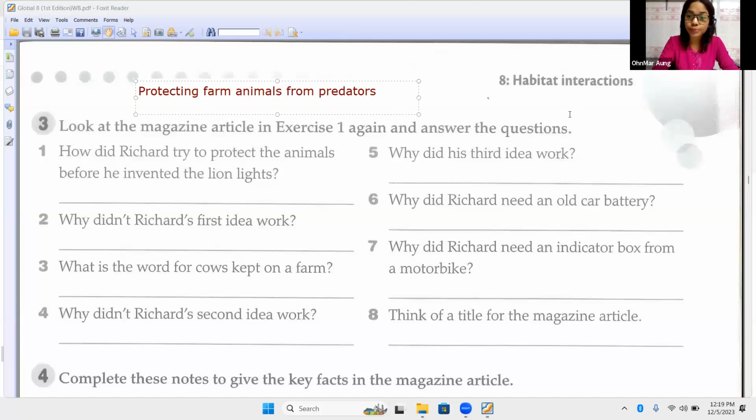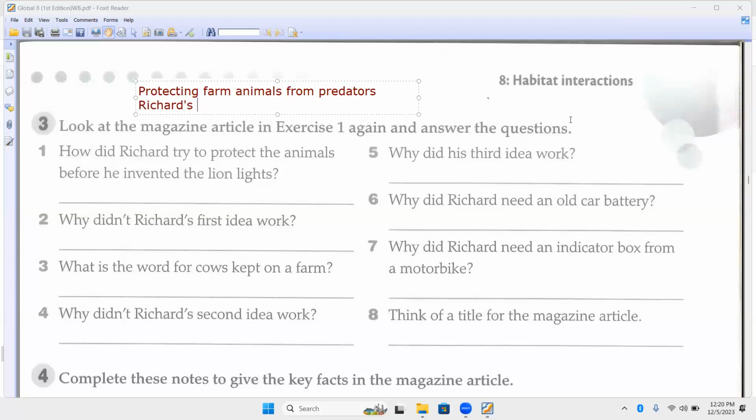Any other title? Maina, do you say? Mine is Invention of Richard Lion Knight. Yes, it is also acceptable. Because I thought the whole paragraph is all about lion light. About lion's light, yeah. That is also ideal. So, Richard's what? I will put Richard at the front. Invention of Richard's lion light.